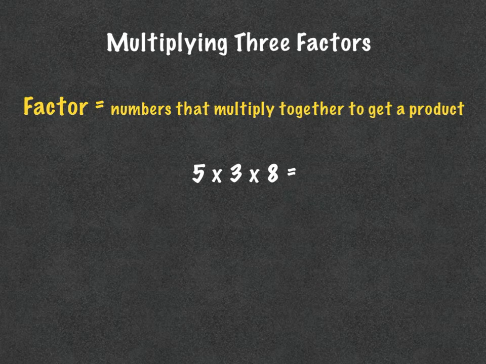Okay, today we're going to talk about multiplying three factors. So first of all, what is a factor? A factor is numbers that multiply together to get a product. Typically we've been talking about two numbers multiplying together.